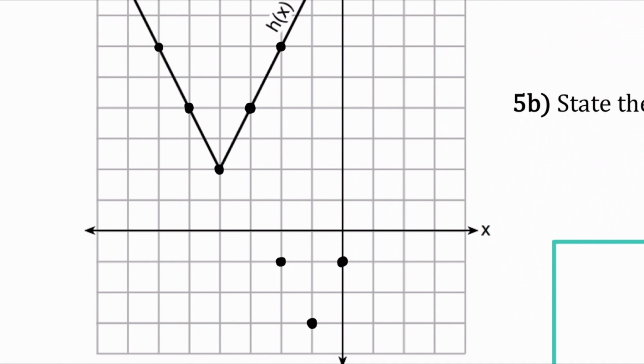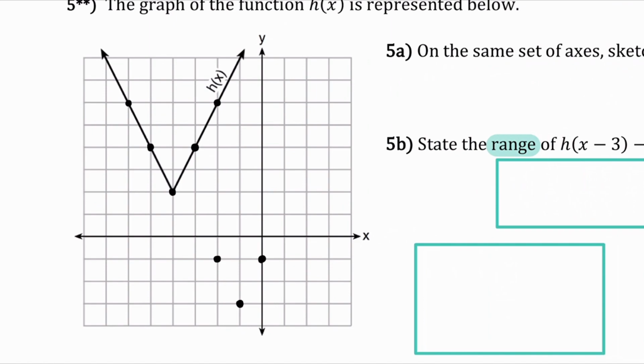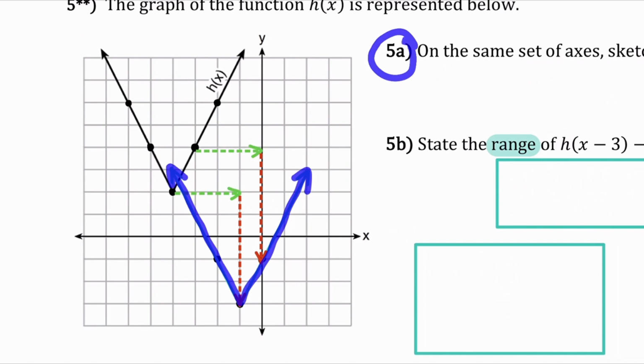I'm going to cheat a little, and I'm just going to make something up here. Boom. All right, so that's what our graph should be looking like. Once again, we're going to take every point, go 3 units to the right, 5 units down. And so this new graph in blue is going to be our answer for 5a.